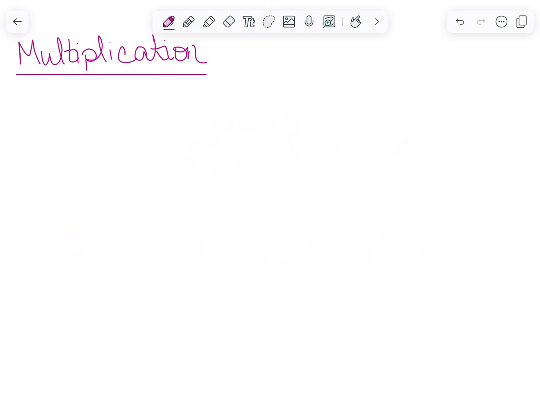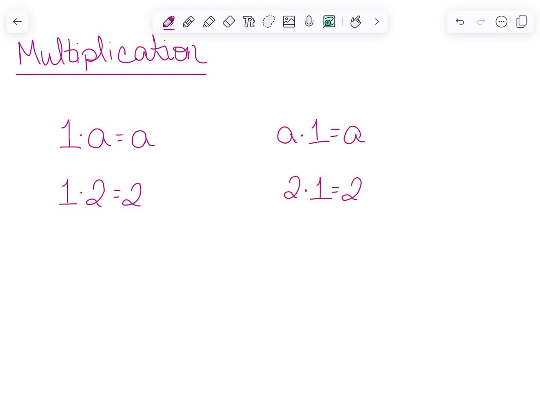There is an important property of multiplication related to multiplying by 1. In particular, multiplying any number by 1 just gives that number. In symbols, we have that 1 times a is equal to a, or a times 1 is equal to a. As a more concrete example, 1 times 2 is equal to 2, and 2 times 1 is equal to 2. Because of this, the number 1 is known as the multiplicative identity.